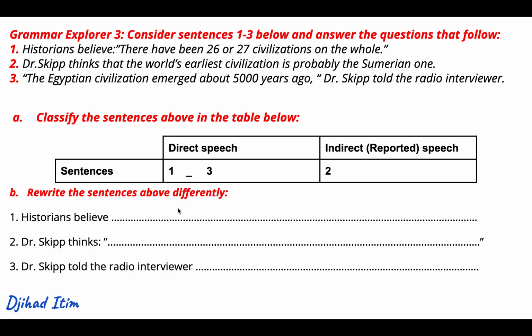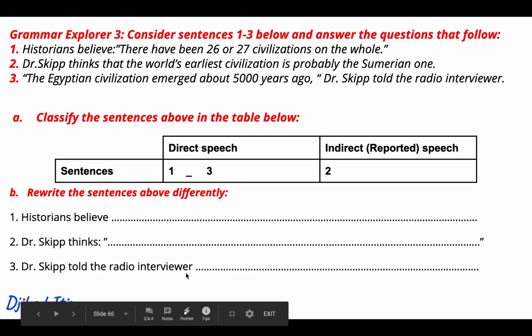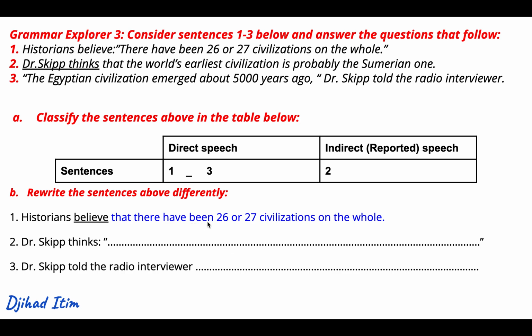B. Write the sentences above differently. Historians believe, Dr. Skip thinks, Dr. Skip told the radio interviewer. So, historians believe that there have been 26 or 27 civilizations on the whole. We have the verb to believe here, and it is in the present simple, okay? Present simple. And here we have been. When the verb is in present simple, the verb in here does not change, alright? It stays the same. Historians believe that there have been 26 or 27 civilizations on the whole.